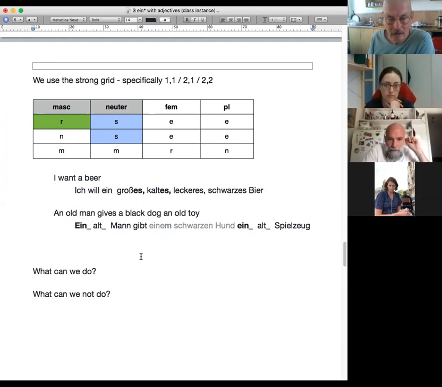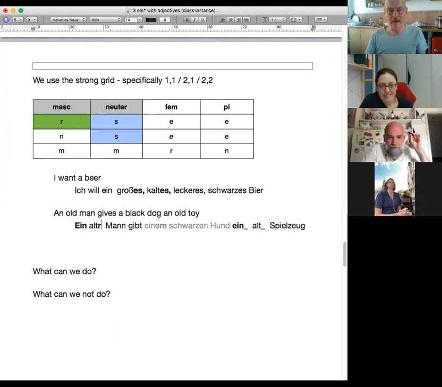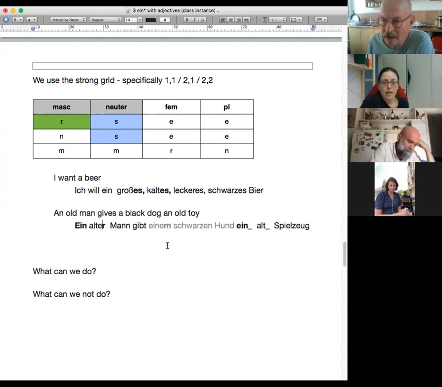It's undecorated, because what's his grid position? One. Yeah, trust yourself. 1-1. If it's 1-1, what do you find in 1-1? R. You use it on the adjective, not on ein. So what does it become? Is it ein Alter? No, it's ein alter. Ein alter Mann. Jamie, you got it, man. Can you do the last one?